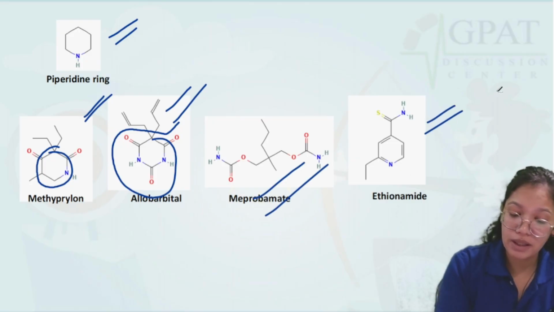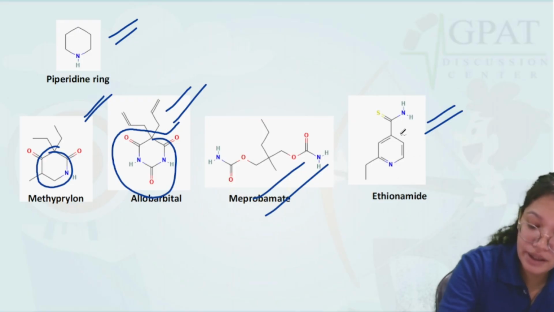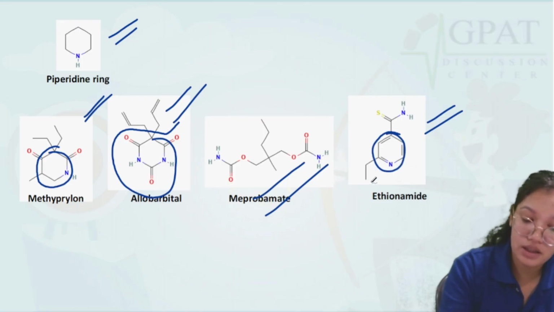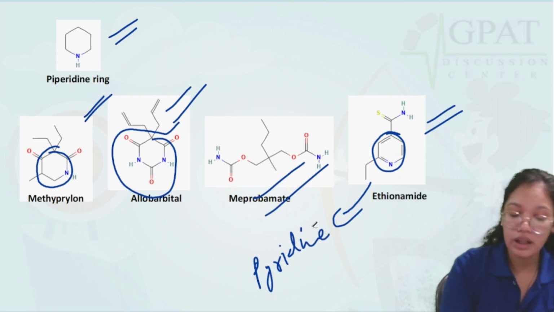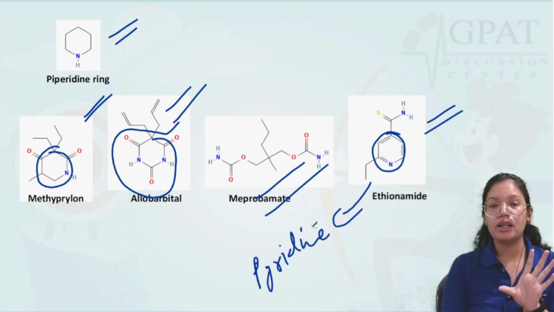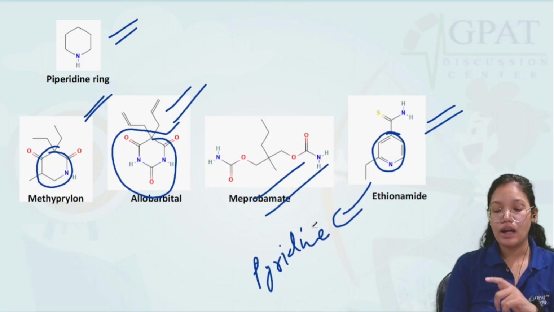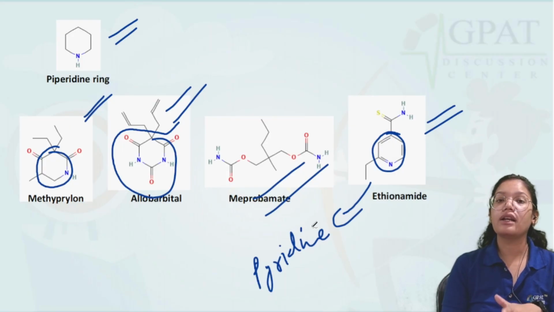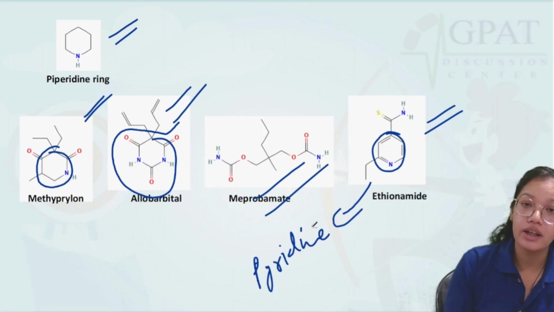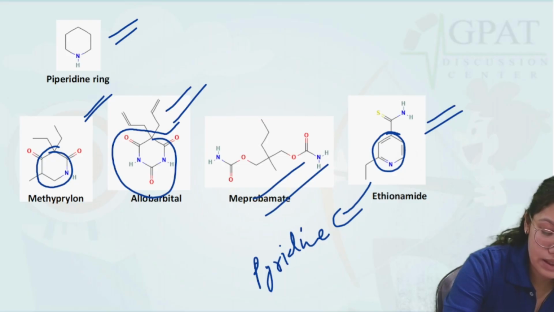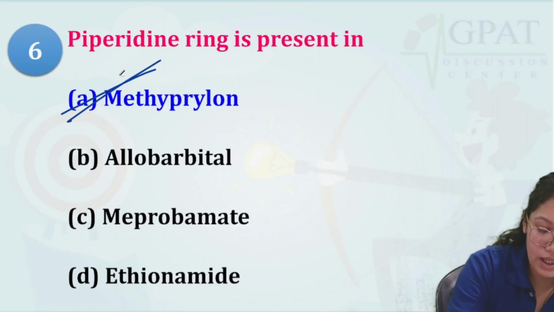Then ethionamide. Ethionamide contains a ring, but it is not a piperidine ring, it is a pyridine ring. Now don't get confused between the piperidine and the pyridine. They are almost the same, but piperidine is a saturated one and pyridine is an unsaturated or aromatic ring. So the answer is methylpyrrole. So A is the answer.